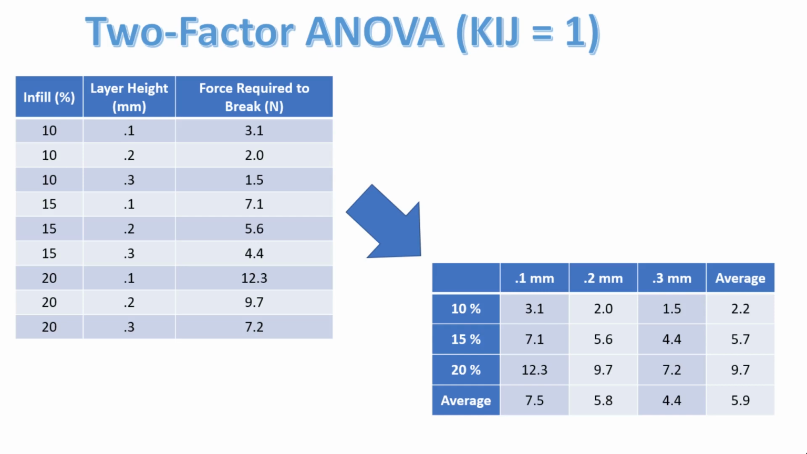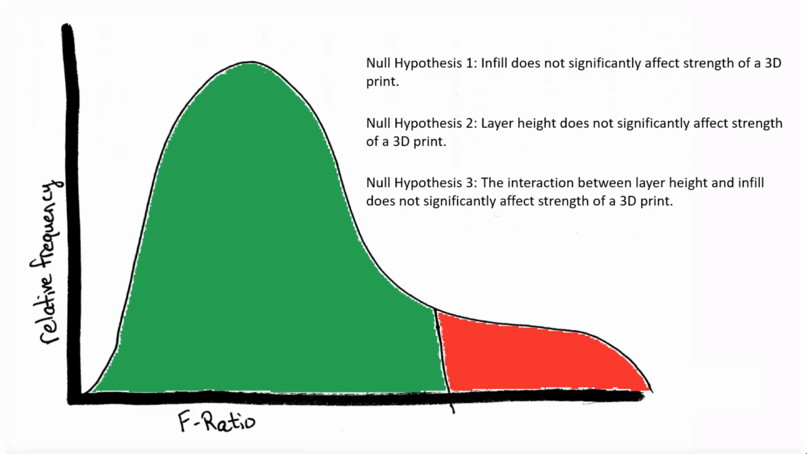Essentially, in a two-factor ANOVA table, you compare each data point to the mean value of that factor. For instance, we compare all of the data associated with 0.2 millimeter layer height with the mean of that parameter. And the same goes with 15%, where we compare all the data associated with 15% infill to the overall average of that variable. And then we would want to compare all the data points to the overall average of the entire data set. And the result of that is three values that we can use to prove or disprove a null hypothesis.